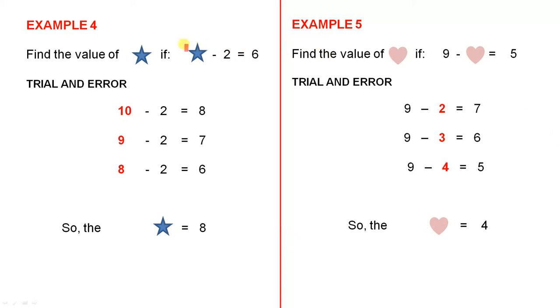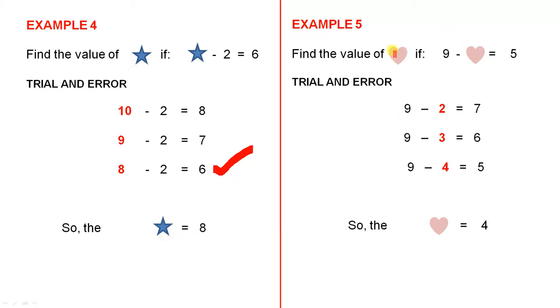Next example. Find the value of the star if the star take away 2 equals 6. Let's do some trial and error. Let's pretend the star is 10. 10 take away 2 gives us 8. No, because we want an answer of 6. 9 take away 2 equals 7. No, because we want an answer of 6. 8 take away 2 equals 6. Yes. So the star equals 8.